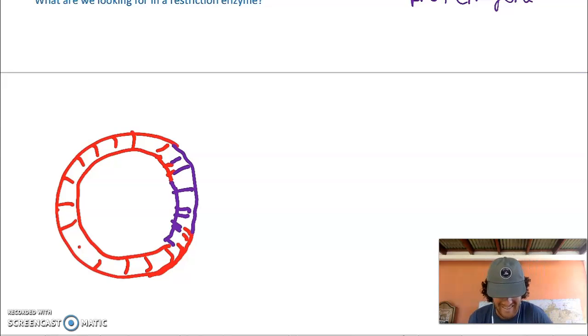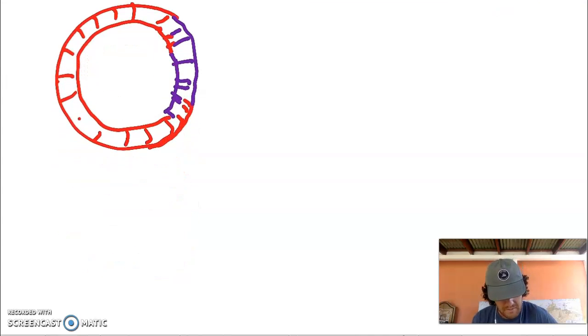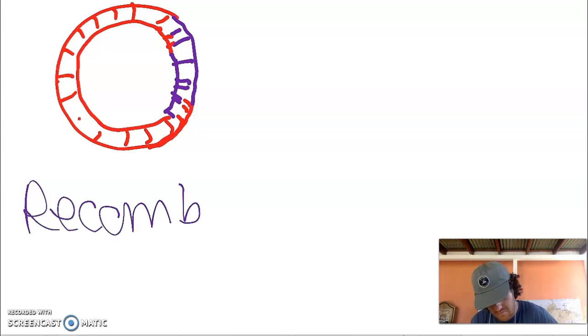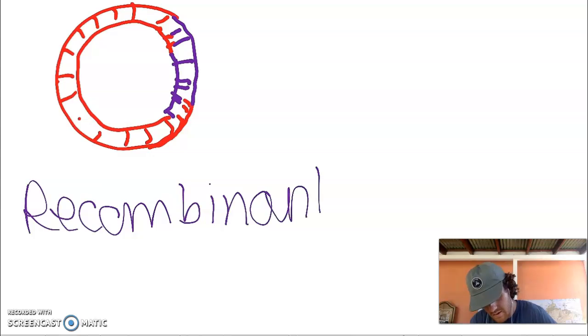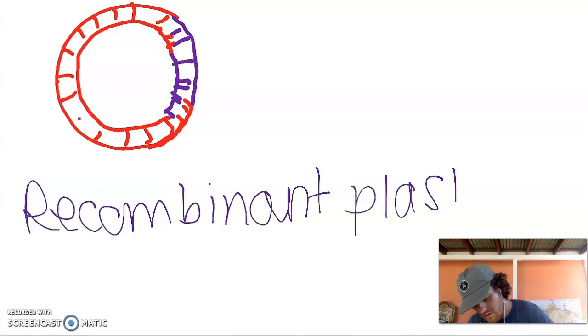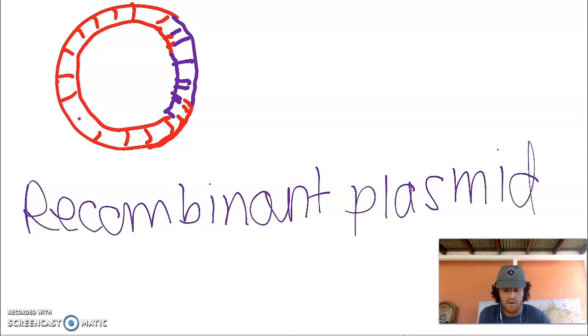Now that we are ready, let's talk about this plasmid that we've made. Now we call this plasmid specifically a recombinant plasmid. And let's break down that word recombinant. Recombin kind of looks like the word recombine, right? So if you think about it, this is kind of like a recombined plasmid. We disassembled it, we broke it open, we snuck pathogen DNA into it, and we recombined it together in order to make this plasmid. Therefore, it's called a recombinant plasmid.